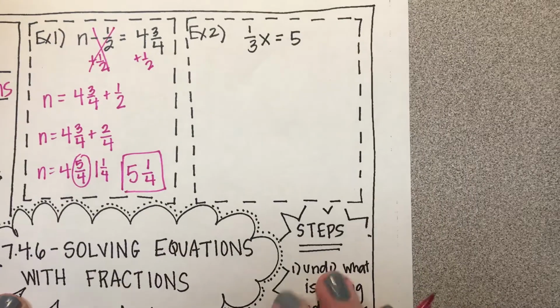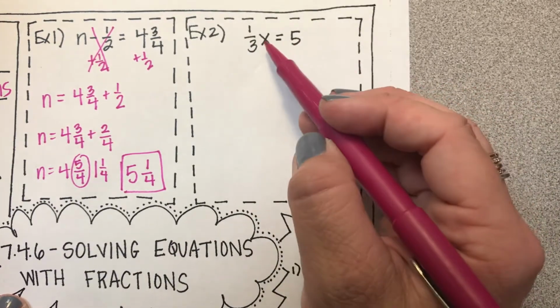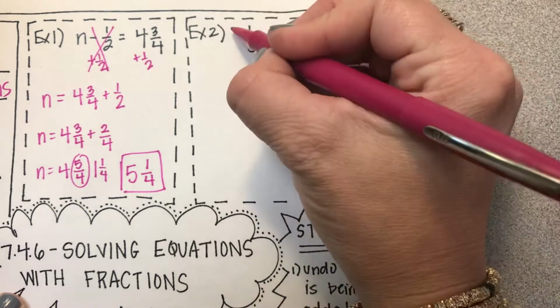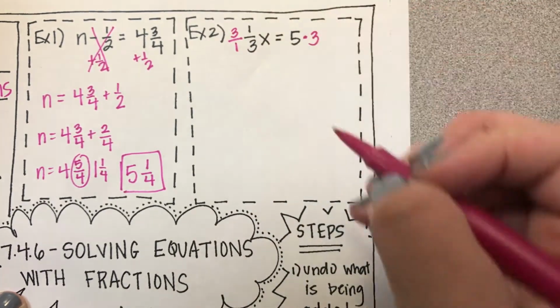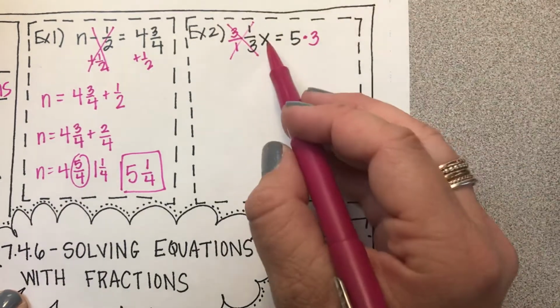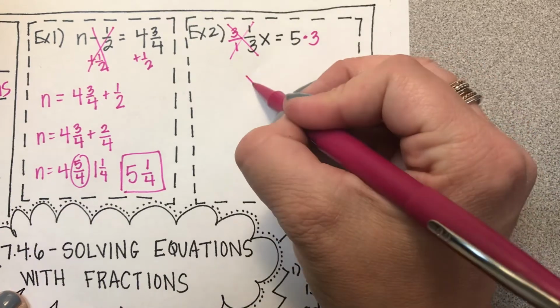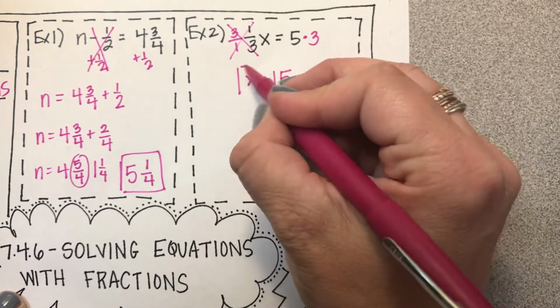Okay, on number 2, you have x being multiplied by 1/3. When you have a variable being multiplied by a fraction, we're going to undo that by multiplying both sides by the reciprocal. So 3 and 3 cancel, 1 and 1 cancel, and look, all that's left is x. So x equals 5 times 3 would be 15.